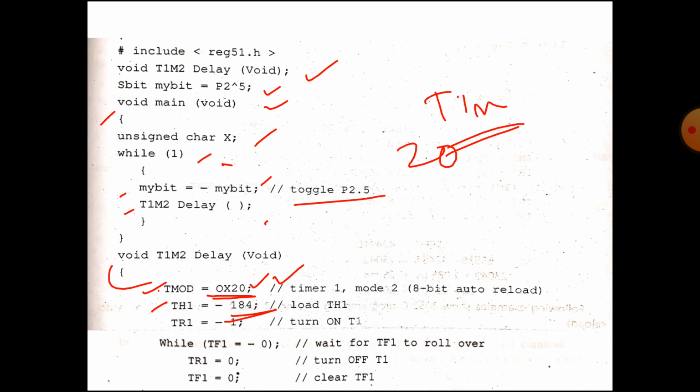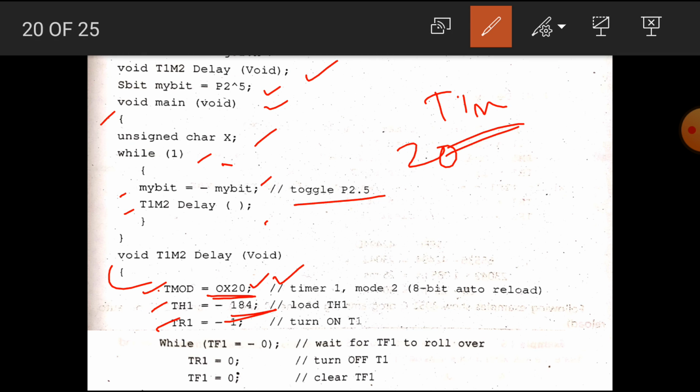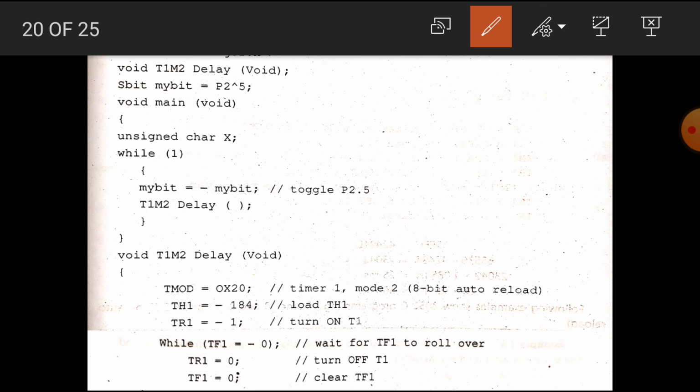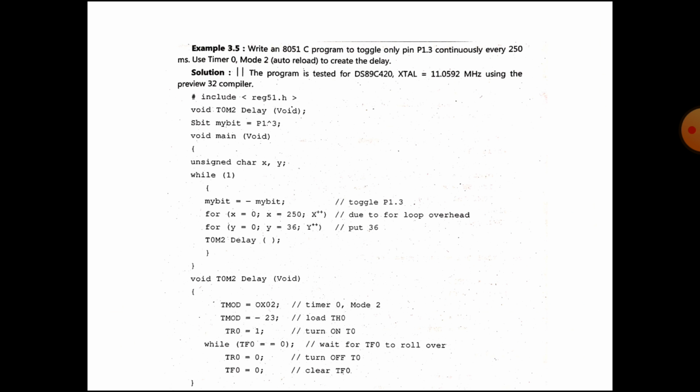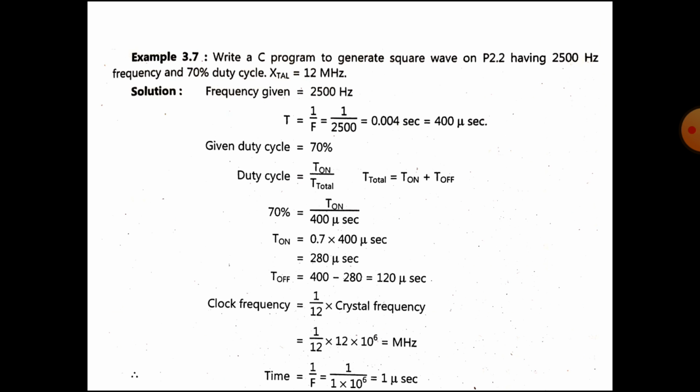Okay, now next is set the TR1 bit. Then while TF1 equal to 0, that means while TF1 is not set. When TF1 is set, that means the timer overflows, then turn off the timer by TR1 equal to 0 and clear the timer flag, TF1 equal to 0. Then here is the closing bracket. This is a very simple program for the generation of a square wave on the pin.